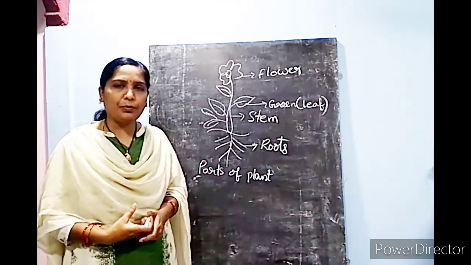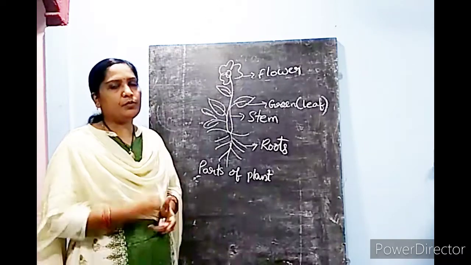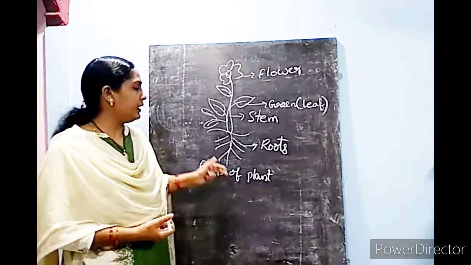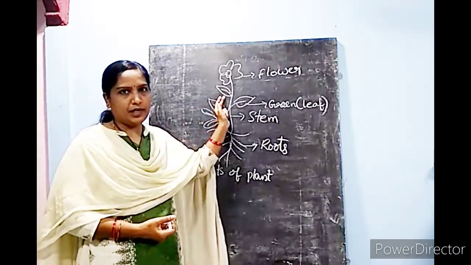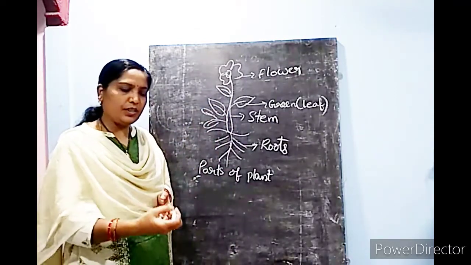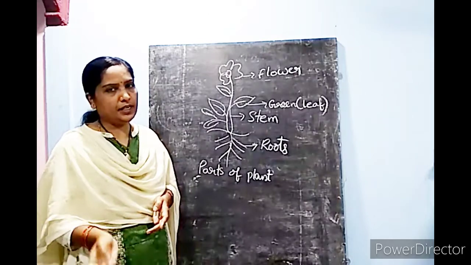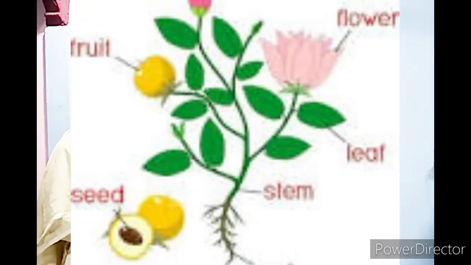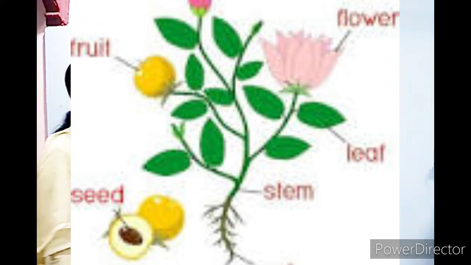And when you are at home, take any small sapling and observe all these parts clearly. You can just pluck a small sapling, and later you plant it again and observe all these parts. So these are only the parts you learnt in this diagram.